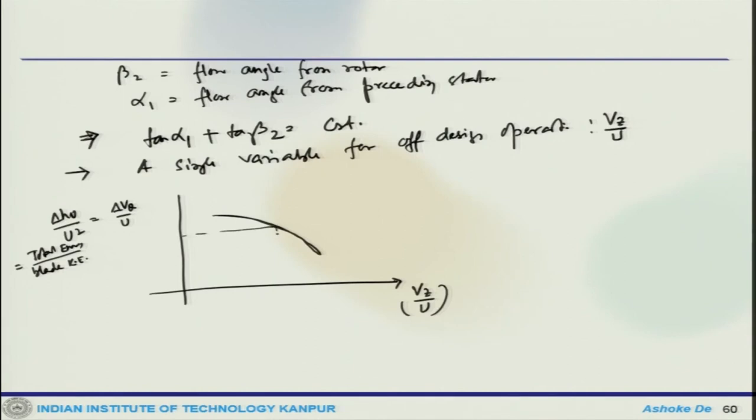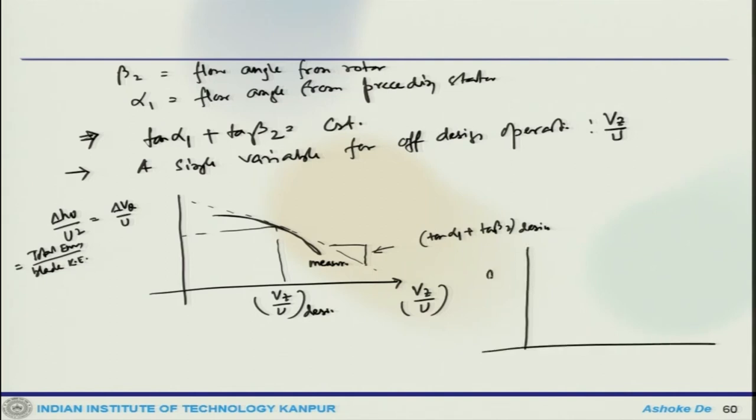So, this is your tan alpha 1 plus tan beta 2 at design. And this is measured, and this is Vz by u at design. Similarly, you can plot eta st, which will look like that, and this is measured against Vz by u. Again, this is Vz by u design. And this is measured, okay.